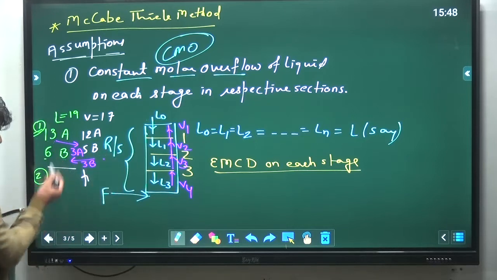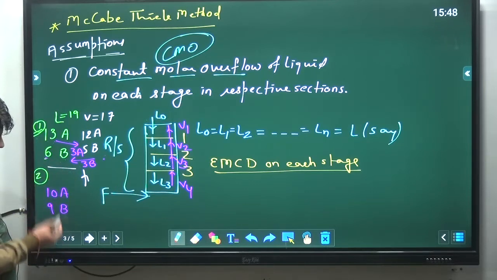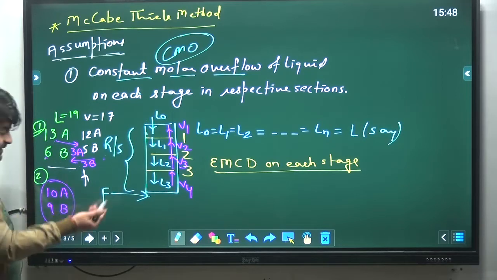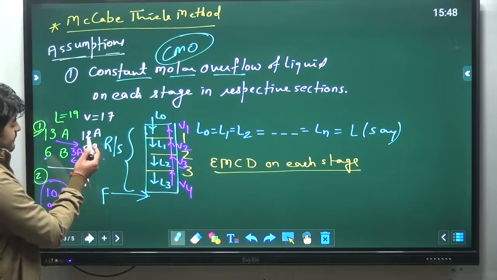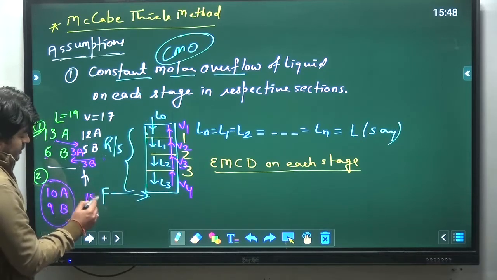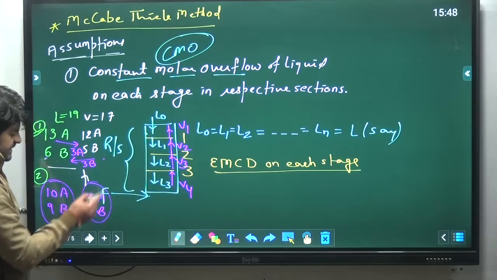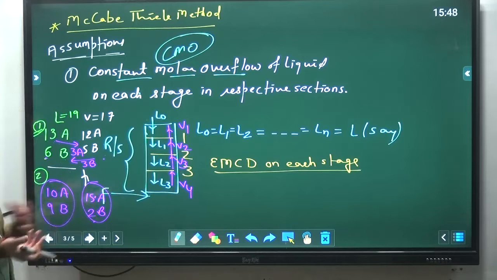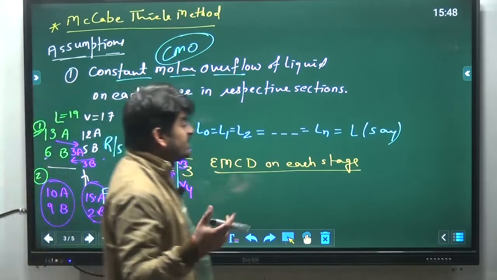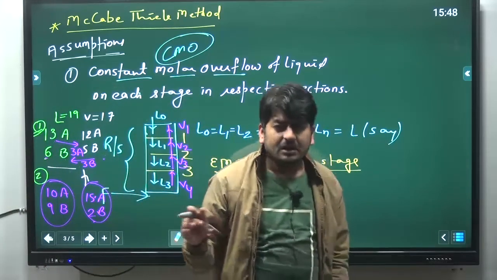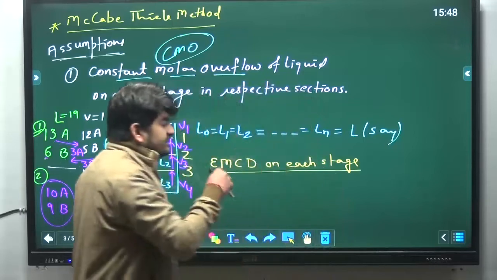So in that case, the liquid will become 10 moles of A and 6 plus 3, 9 moles of B. Total is 19. For the vapor phase, you can see we have 12 plus 3, 15 moles of A and 5 minus 3, 2 moles of B. Total is again 17. So that's how you can understand the equimolar counter diffusion on each stage. So that's why the liquid flow rate is not changing.